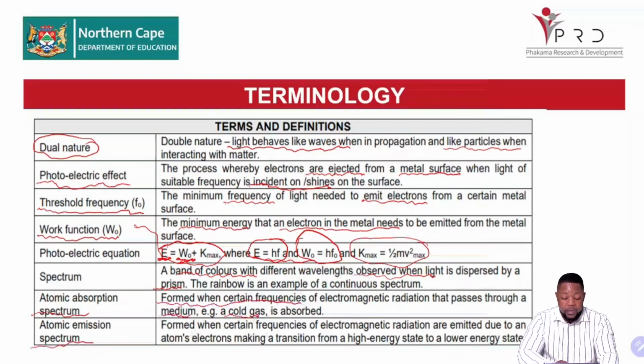The atomic emission spectrum is formed when certain frequencies again of electromagnetic radiation are emitted due to an atom's electron making a transition from a higher energy state to a lower energy state. So those are the definitions or the terminology that is very, very important and critical for this lesson.